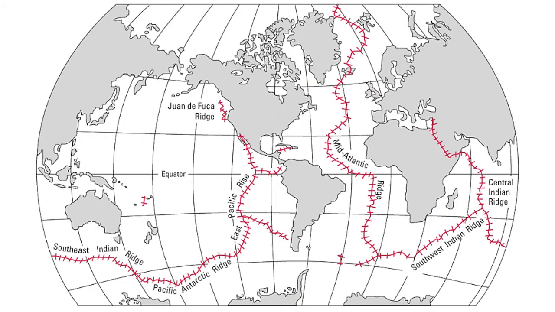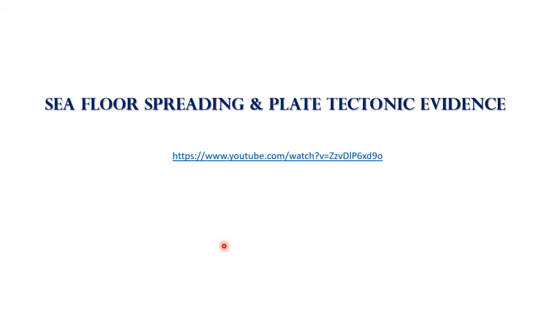Comparatively slow spreading rates of 2 cm a year are found along the Mid-Atlantic Ridge, whereas spreading rates exceeding 15 centimeters per year have been measured along sections of the East Pacific Rise. Now let's watch a video about seafloor spreading and plate tectonic evidence. The link of the video is given in this slide.